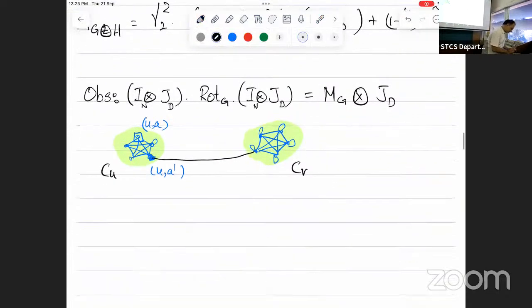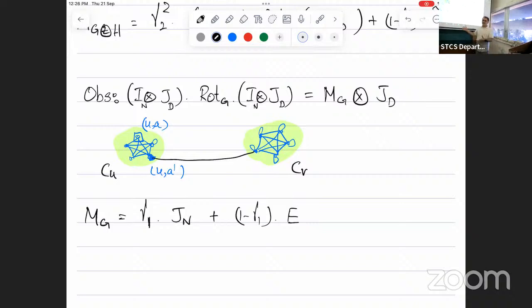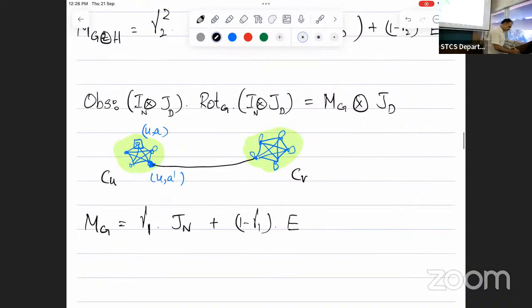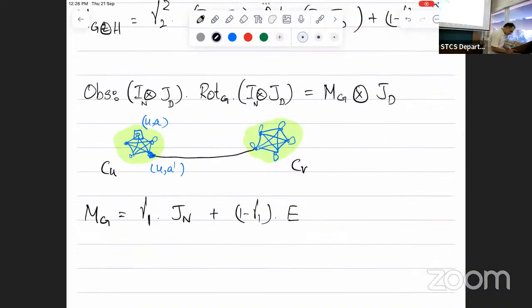Good. So this is done, and now we are almost done with the proof. We are now going to use the matrix decomposition of G. This we know is gamma 1 times Jn plus 1 minus gamma 1 times, I am using the same E, or whatever, it's some error matrix, I don't care. Once again, if I substitute it above, what do I end up getting? I basically get, therefore, I tensor JD.